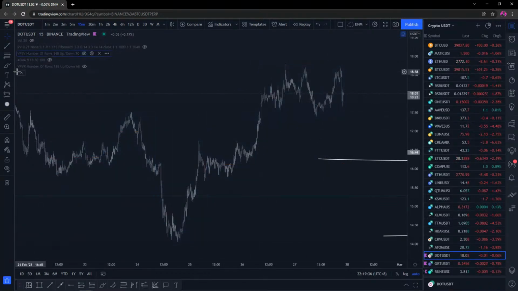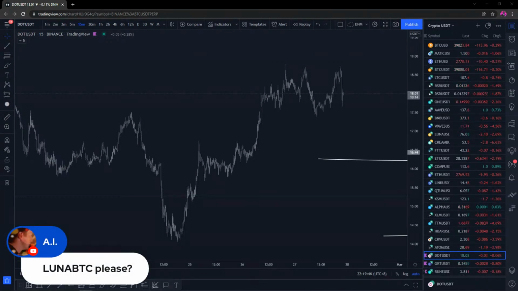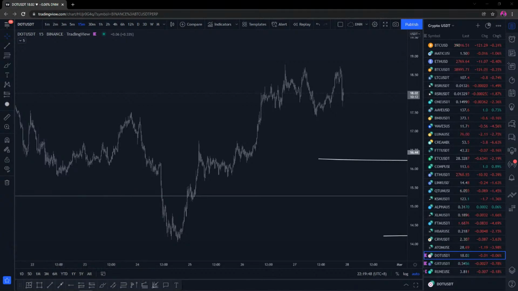I'm going to be close to wrapping this up now, I think. So it's an hour and 20 minutes. Holy shit. Luna Bitcoin, mate. Okay, AI, let's have a look. This is the last one because we haven't looked at a Bitcoin pair yet, but let's have a look.